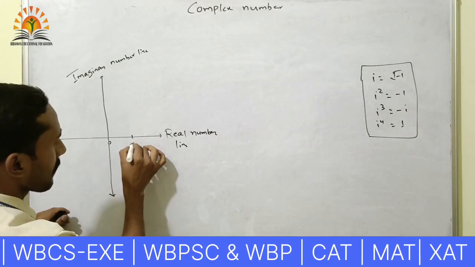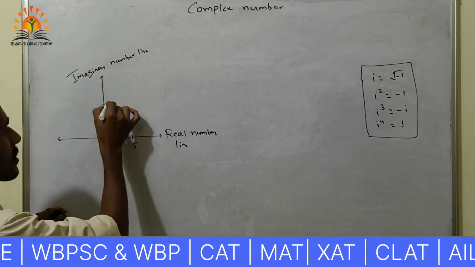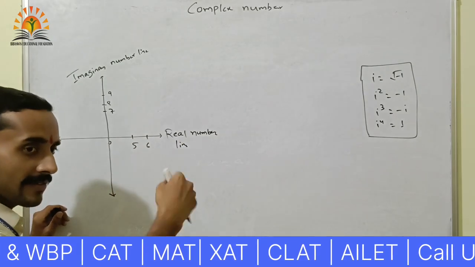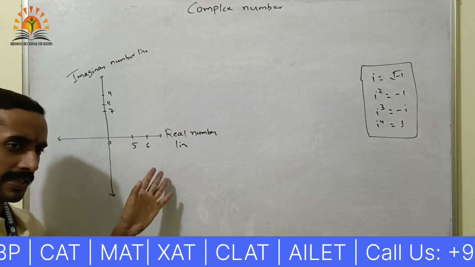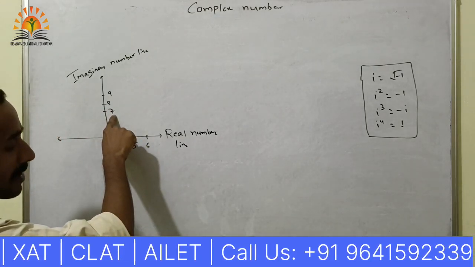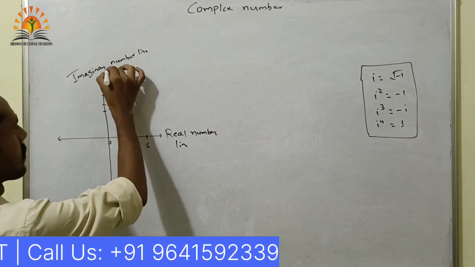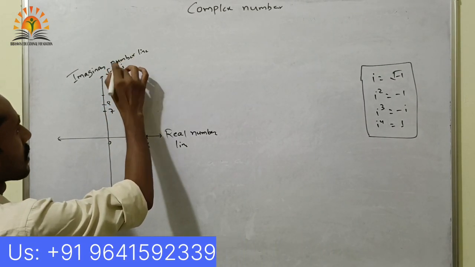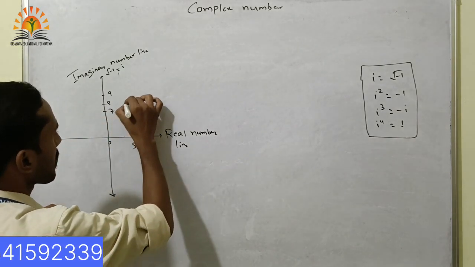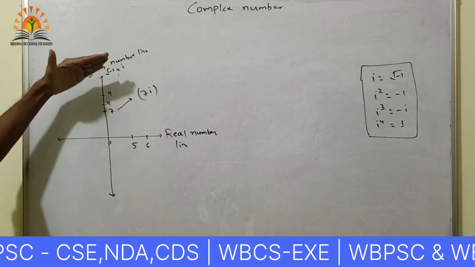So if there is a 5 and there is a 7, let us assume, or 8, 9, 6. Here 5 can be written as 5 because there is no special feature here. But if you want to write 7, you have to attach iota. You have to attach root of -1, which means iota. So here 7 is represented by 7 iota. It means it lies on the y-axis.